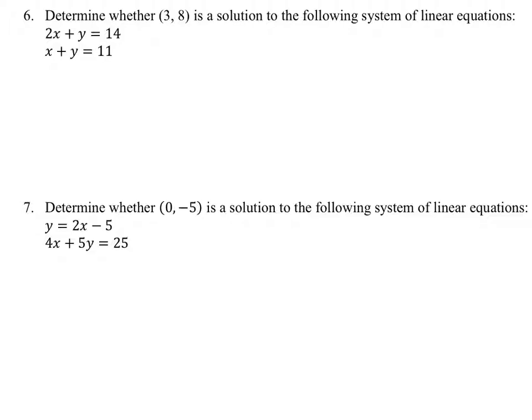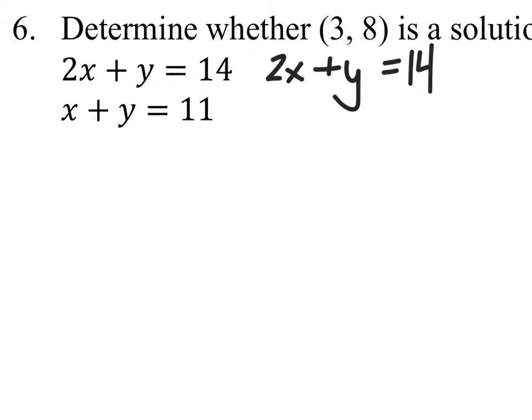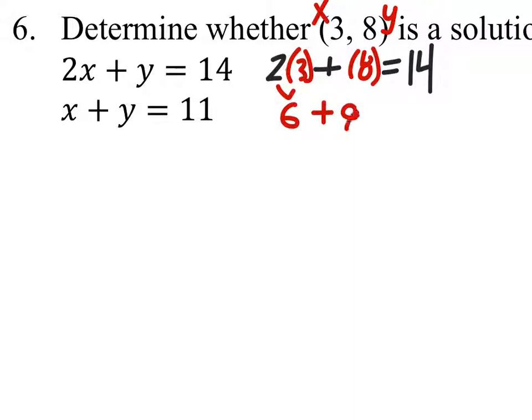Determine whether (3, 8) is a solution to the following system of equations. All right, so I got 2x plus y equals 14. My x value is 3. Y value is 8. Again, I need to make sure this is true. So I'm going to replace x with 3 and y with 8. Bam, 3 and 8. I just want to make sure this is true. 2 times 3 is 6, plus 8. This needs to equal 14. In my calculator, because this is really hard, 6 plus 8 is 14. And 14 does equal 14, is true.